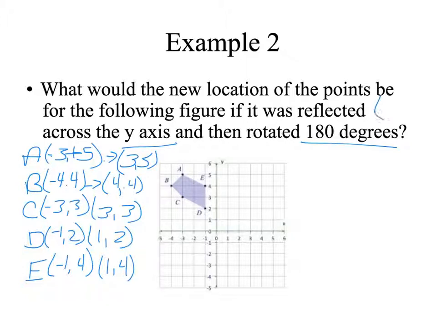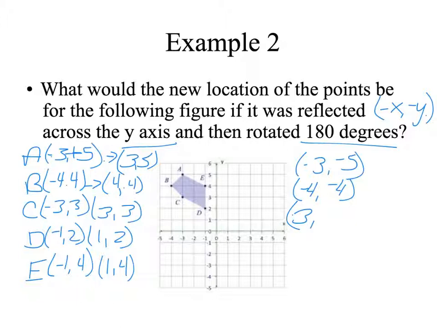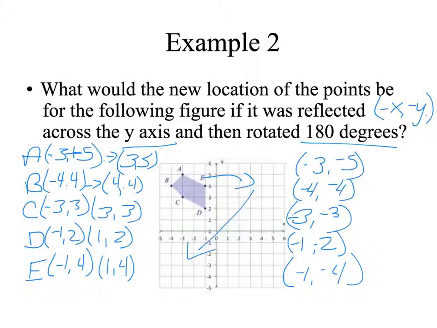Rotating at 180 degrees, that changes my signs again, but this time negative x and negative y. So that's going to make A prime negative 3, negative 5 for my final answer. B prime will be negative 4, negative 4. C prime will be negative 3, negative 3. D will be negative 1, negative 2. And E will be negative 1, negative 4. So basically we reflected it over into the first quadrant, and then we rotated it down here into quadrant 3.